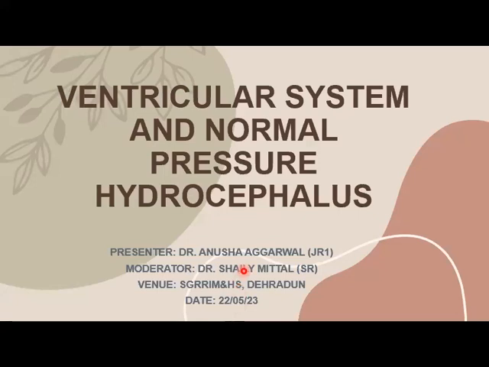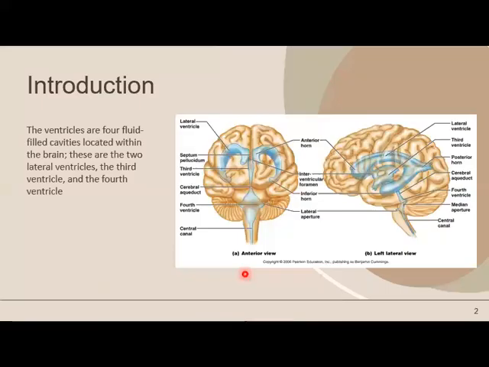Good morning, everyone. The topic of today's presentation is ventricular system and normal pressure hydrocephalus. And my moderator is Dr. Shalima. First, we'll discuss the anatomy of the ventricles. The ventricles are four fluid-filled cavities located within the brain. These are the two lateral ventricles, the third ventricle and the fourth ventricle.